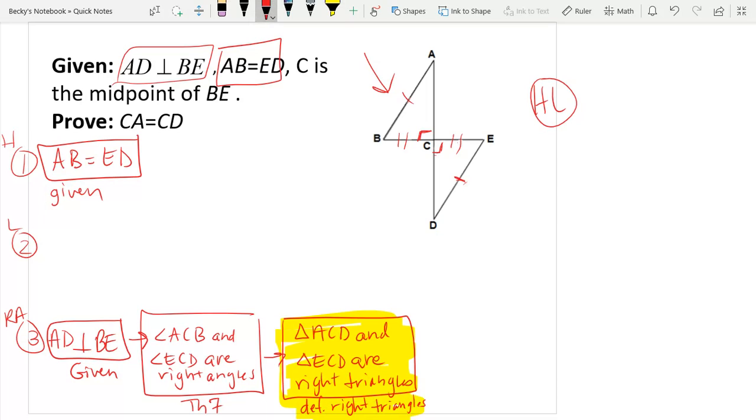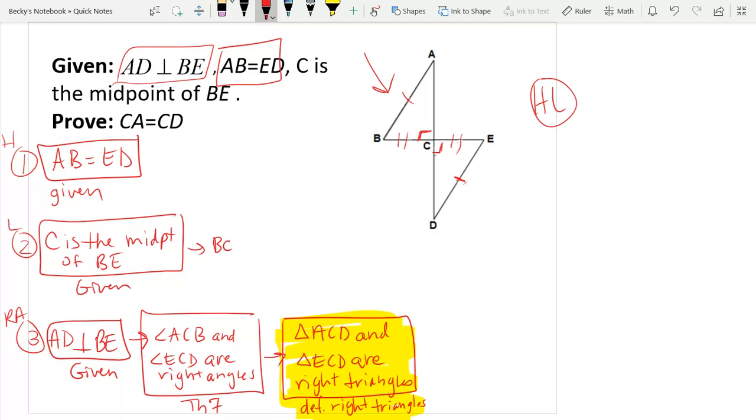All right, back up and let's do the last given. C is the midpoint of BE. Now we're not finished. This is just like before. So the left side, BC, is equal to the right side, CE, in definition of midpoint.